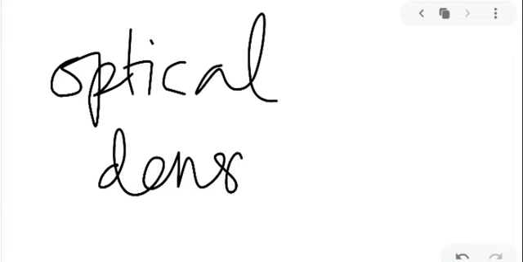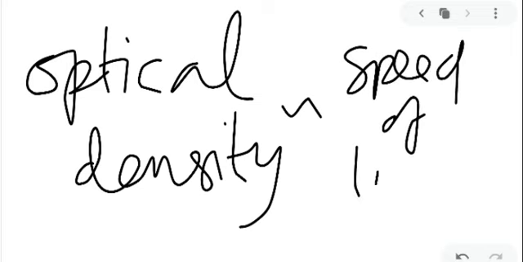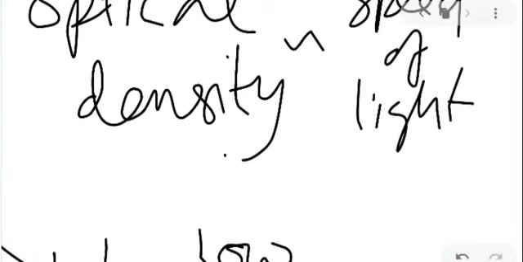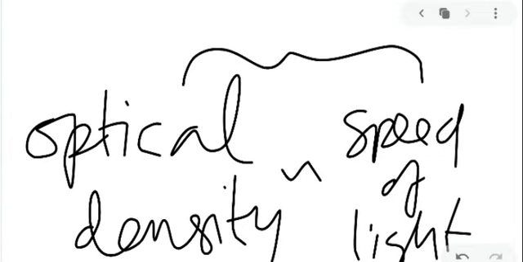The question is to find whether optical density connects to the speed of light in a given medium. Is there any relation? Like if optical density is higher, what will happen to the speed of light? If optical density is lower, what will happen to the speed of light? This is an open question to you guys. You need to find the answer to it.